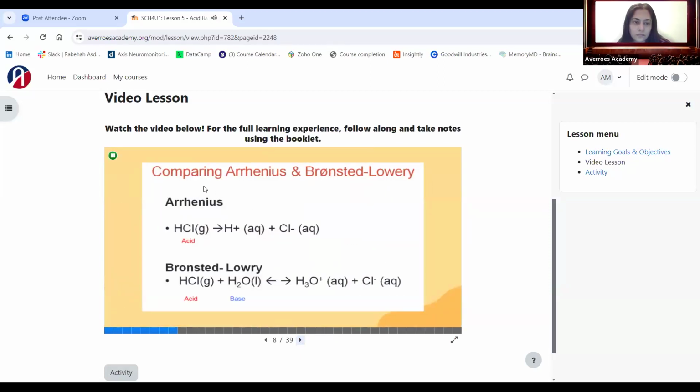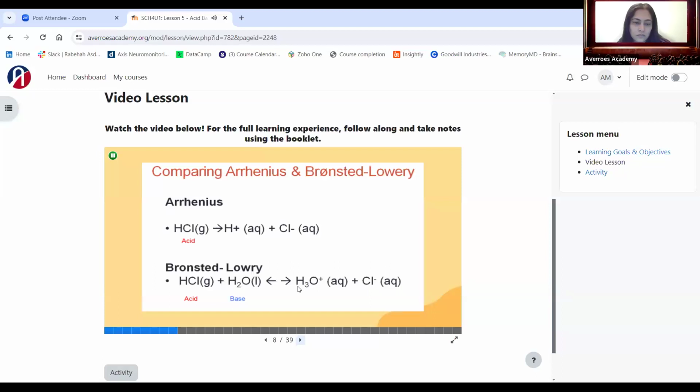So in a proton transfer reaction at equilibrium, when we're looking at the Bronsted-Lowry theory, both forward and reverse reactions involve Bronsted-Lowry acids and bases. For example, in this hydrochloric acid solution, the forward reaction is a proton transfer from the hydrochloric acid to water molecules. And the reverse reaction is a proton transfer from the hydronium ion to the Cl minus. Or sorry, to the H3O plus.